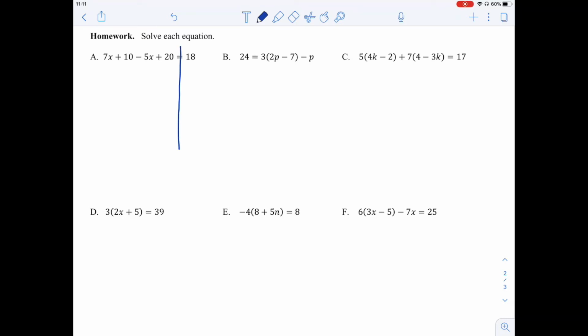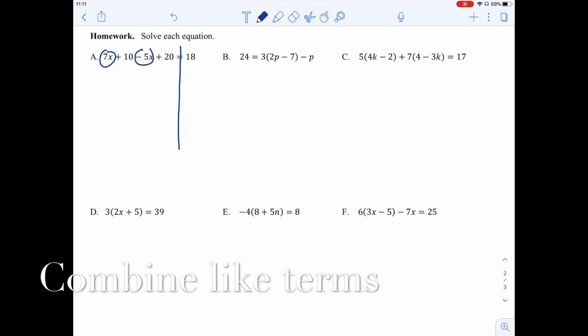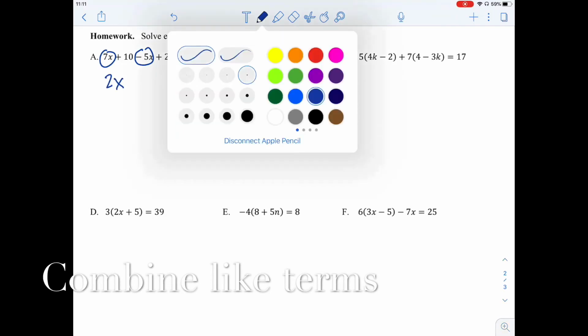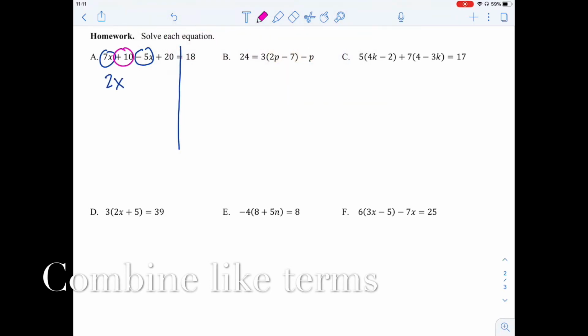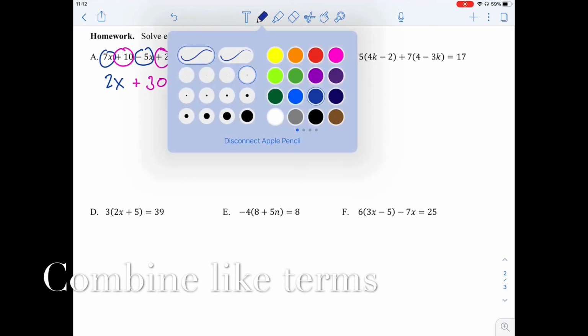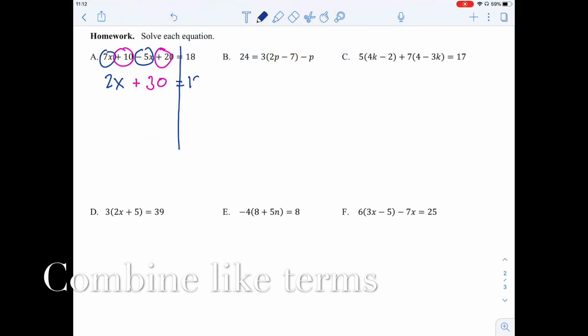All right, so first combine like terms. We have 7x and negative 5x. Start with the variable. So 7 minus 5 is 2. So we have 2x. And then we go to the constants, 10 and positive 20. That's going to add. So 10 plus 20 is 30. So we have equals 18 on the right.